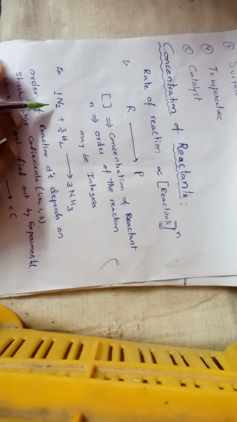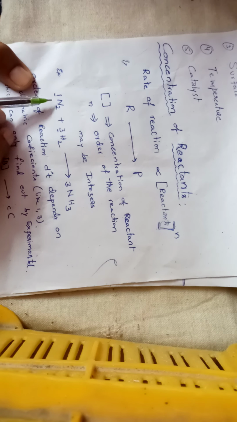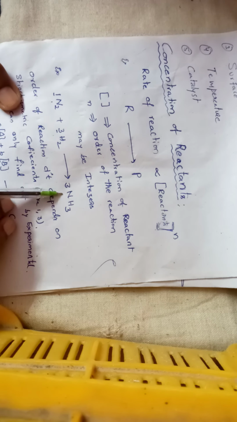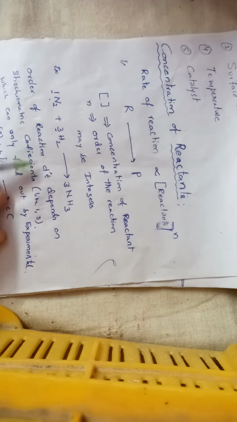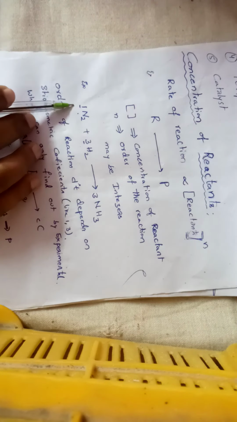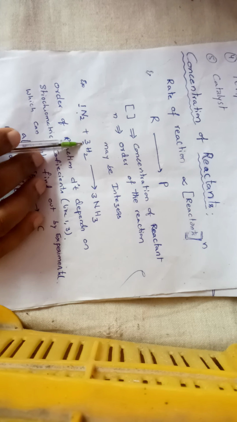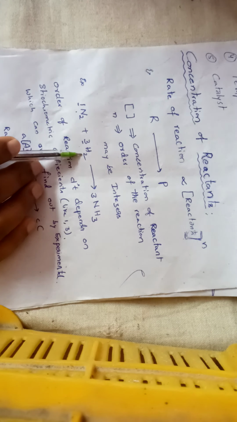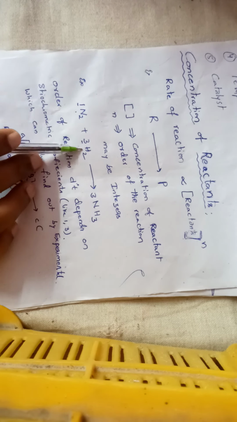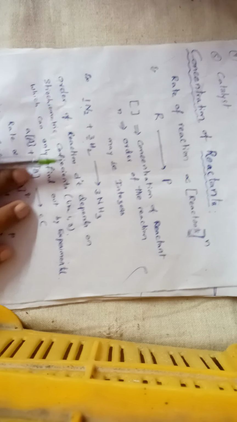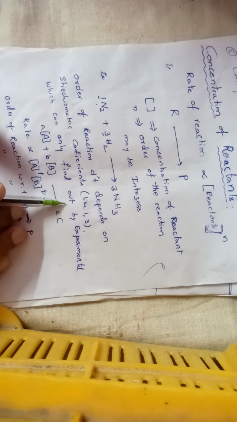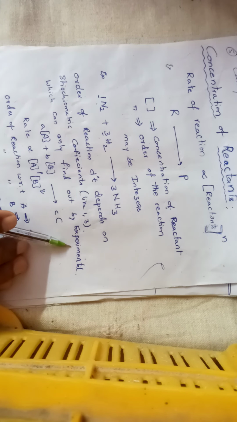For example, the formation of ammonia. 1 mole of nitrogen reacts with 3 moles of hydrogen to form 2 moles of ammonia. The order of the reaction does not depend on the stoichiometric coefficients. In this reaction, 1 and 3 are the stoichiometric coefficients, but the order does not depend upon them. That means the order here is not 4, not 3, not 1. The order of the reaction is only found out by experimental values.